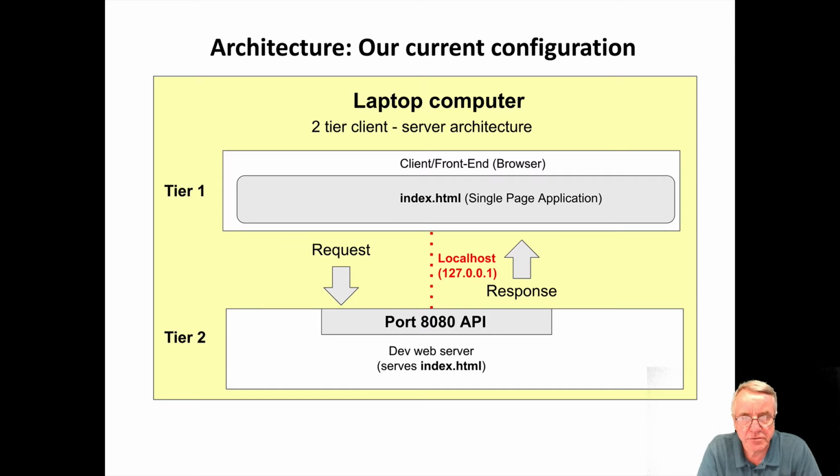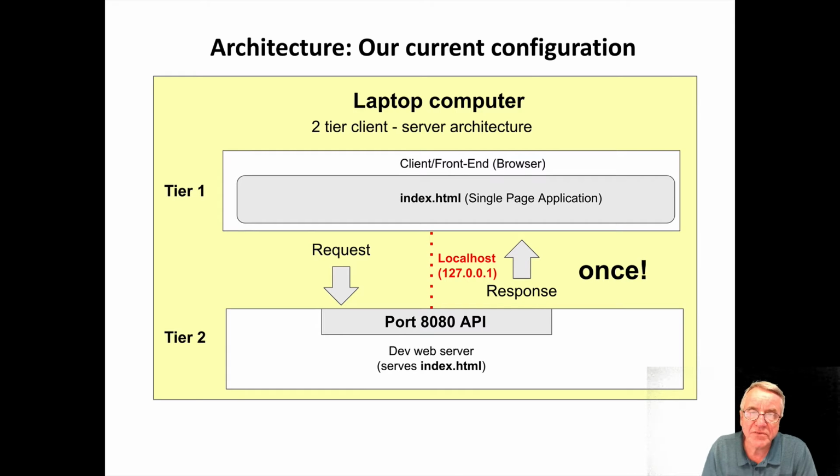Let's talk architecture on our laptop. We have two tiers: our development server and an index.html page. When we enter the command quasar dev, a development server is launched inside memory. That server listens on port 8080, and then the request comes in to serve index.html. So the server provides the index.html page to the client, and this happens only once.